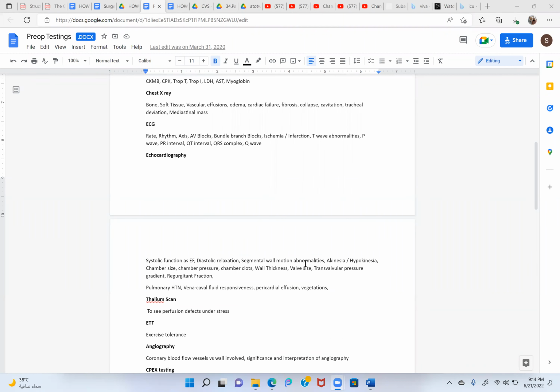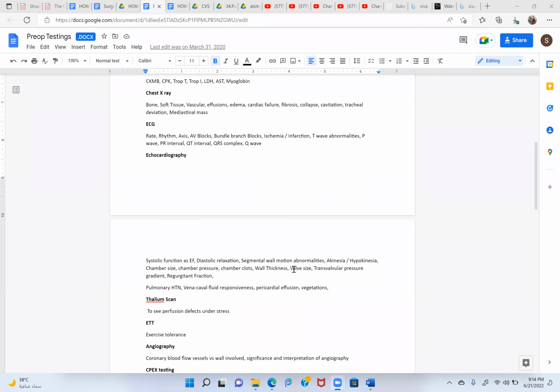And if there is ischemia, the first thing will be some segmental wall motion abnormality. Then there will be hypokinesia, and at the end, if there is akinesia, there will be signs of failure, and then ejection fraction will decrease. Okay, so this is the concept. And then they say the chamber size, chamber pressure, any chamber clot. Like if you have a patient with atrial fibrillation, you have to say that there will be stasis and there will be chances of chamber clot. Okay, and they say the wall thickness.